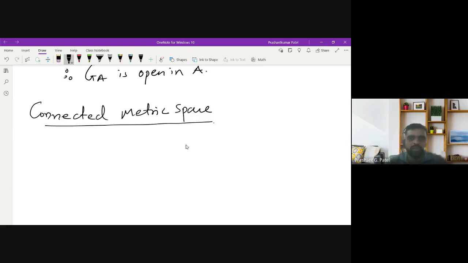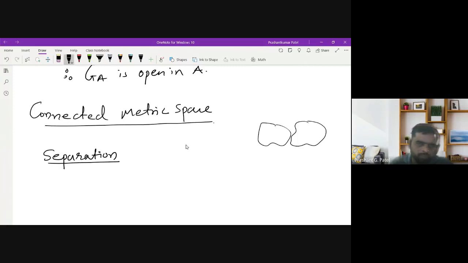That means there will be two portions of the thing, and then we can say it is a separation between these two. So the first definition to learn about the connected metric space is: when will we say it is a separation? What should be the definition of a separation?